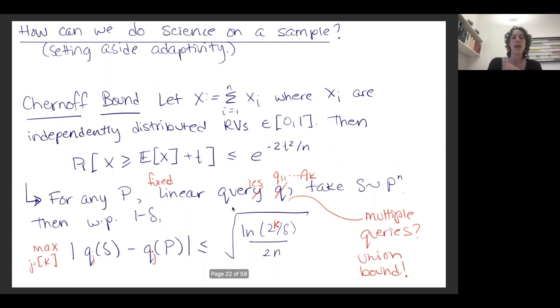And if we want to answer more than one query, what do you do? Well, you do a union bound. So you want to not fail on any of them. You add up your failures in some sense. And the cool thing to see is where does that K show up? That K shows up inside the log. So what does that mean?